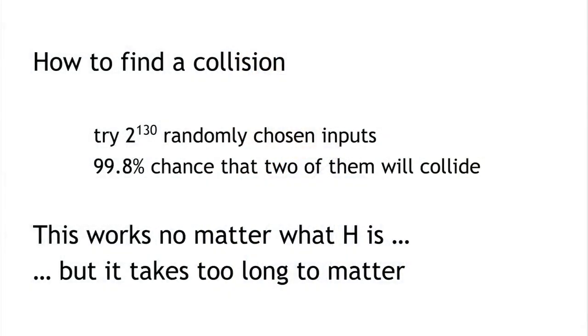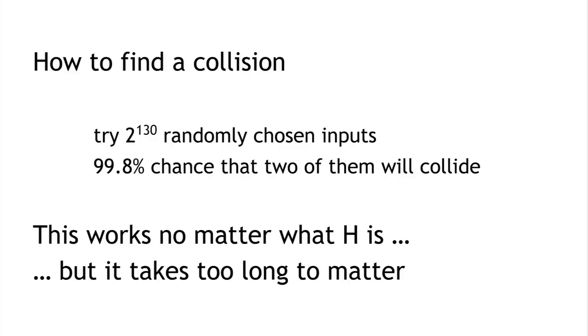Let me tell you how to find a collision, because there's a method that's guaranteed to work. The method works like this: we're going to pick 2 to the 130 randomly chosen inputs over on the left cloud of that previous diagram. If we pick those 2 to the 130 randomly chosen inputs, it turns out there's a 99.8% chance that at least 2 of them are going to collide. So this is a very simple method for finding a collision. It works no matter what the hash function is, but of course the problem is that this takes a very, very long time to do.